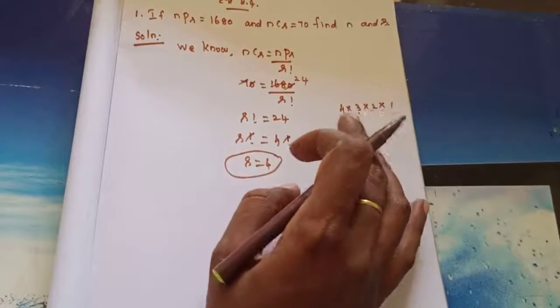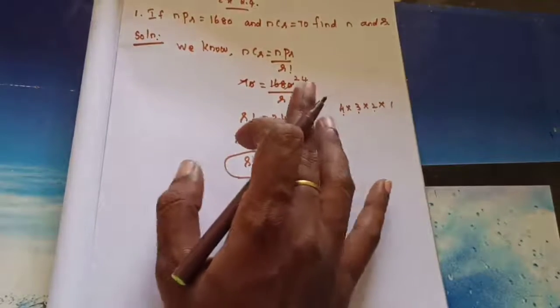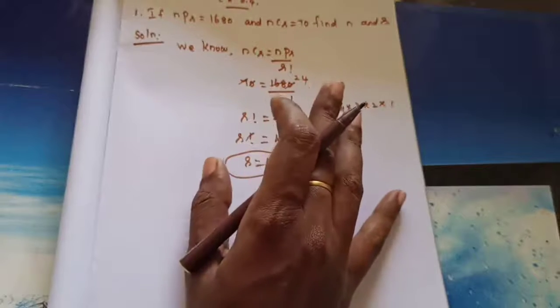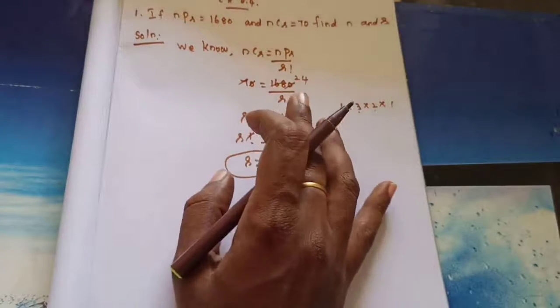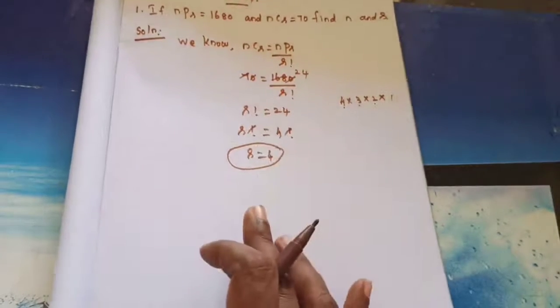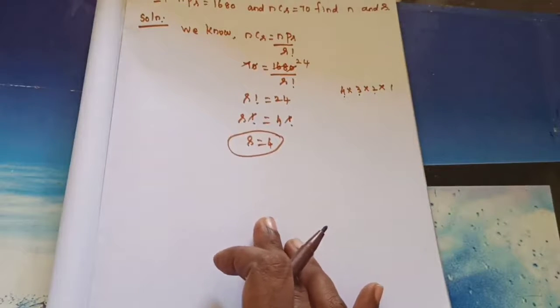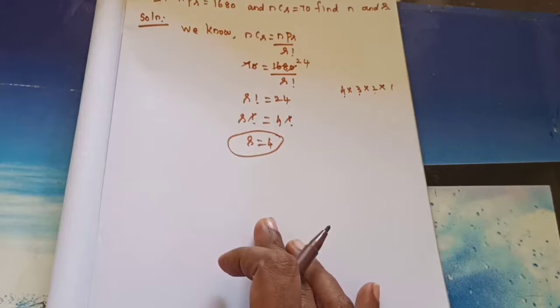Those who have not completed, please check it. Because of that I am doing it. It's a very important question. So what did you do? NCR equal to NPR by R factorial. This is a property you know. I just substituted the values and found the R value. This is the same as example 2.27. It's very easy. But here the one extra thing is we need to find the value of N also.